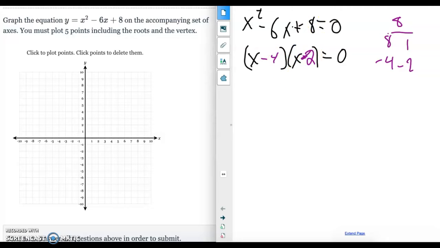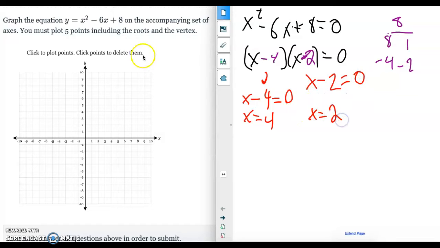And then this is the part that we were kind of skipping. You would get to this point in class, but we still need to find the roots. To find the roots, we solve each of these separately for equal to 0. So I have to figure out what makes this 0. If I add 4 over, I get x equals 4. That's one of my roots. And over here, I set this one equal to 0, and if I add 2 over, I have x equals 2. So I've got my roots now.